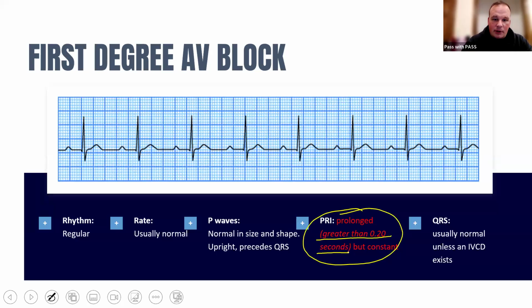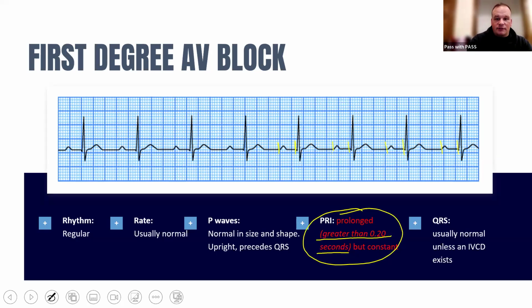Okay, so remember, we count the PR interval from the beginning of the P wave to the beginning of the QRS complex or the R wave, depending on what the morphology is. So bear with me here as I'm drawing on a computer screen. So these are my PRIs loosely. So that is greater than 5 small boxes, greater than 0.20 seconds. That is a first degree AV block.